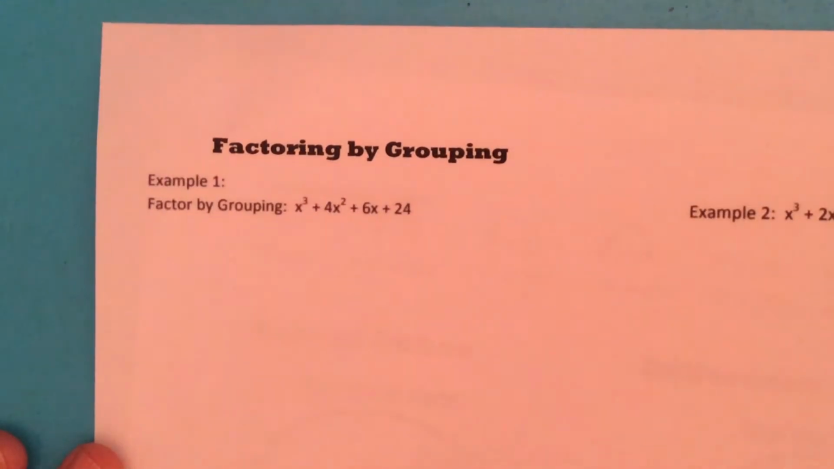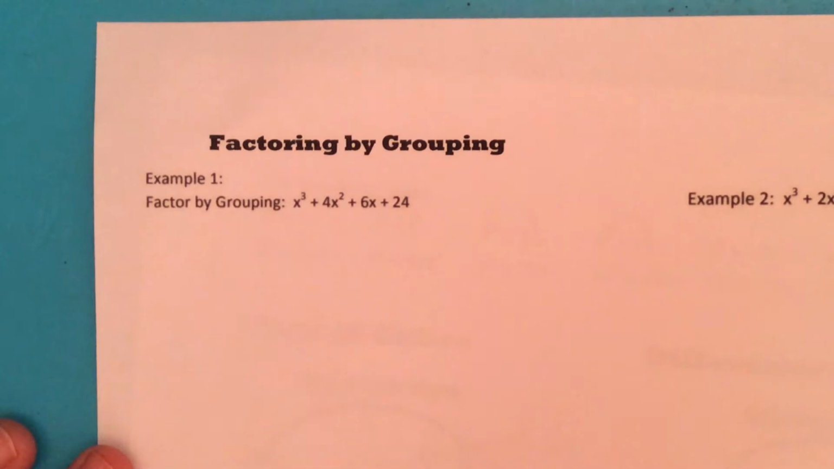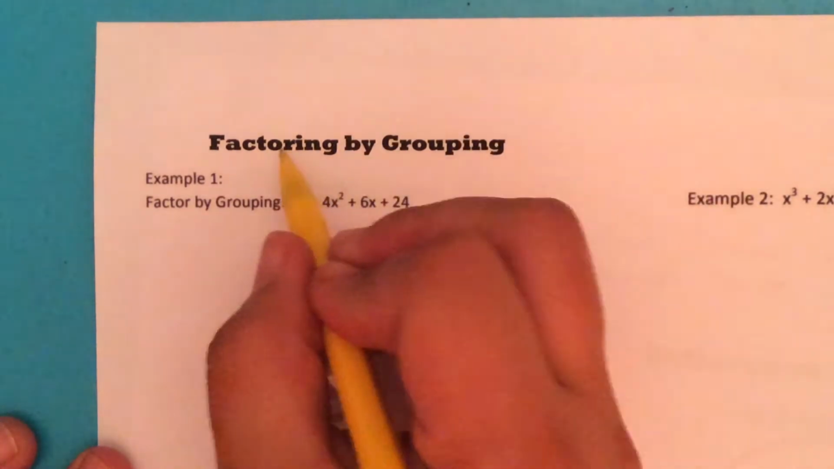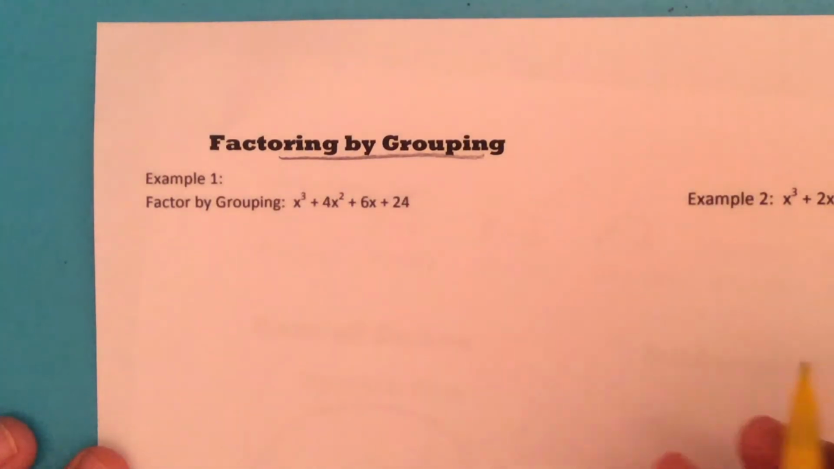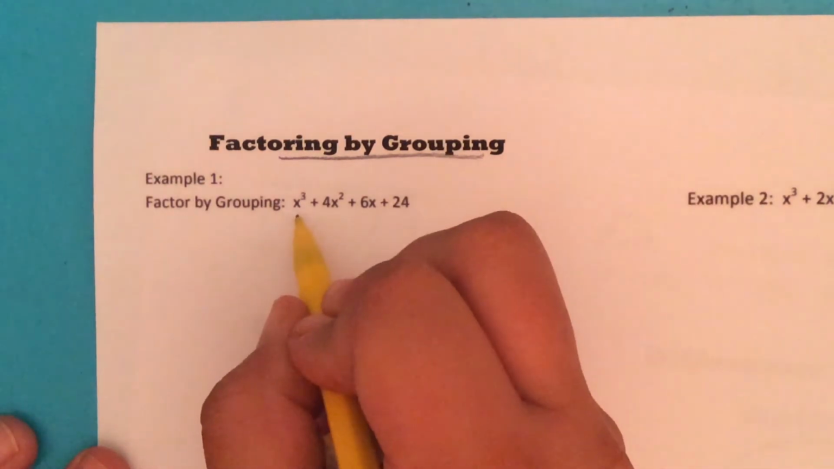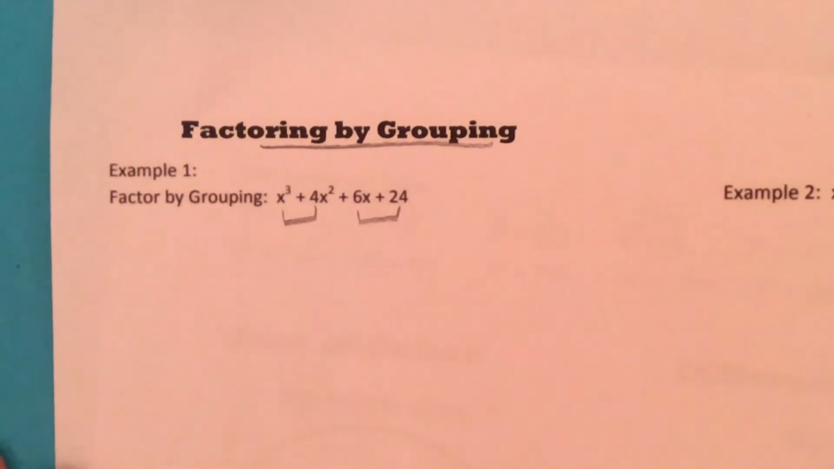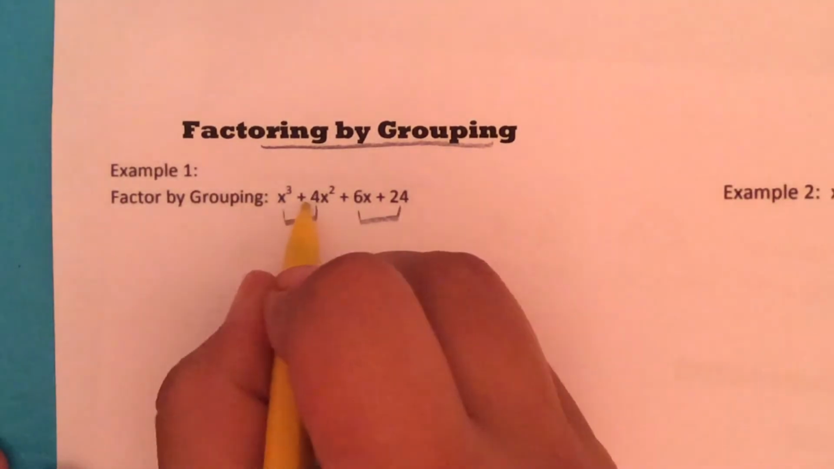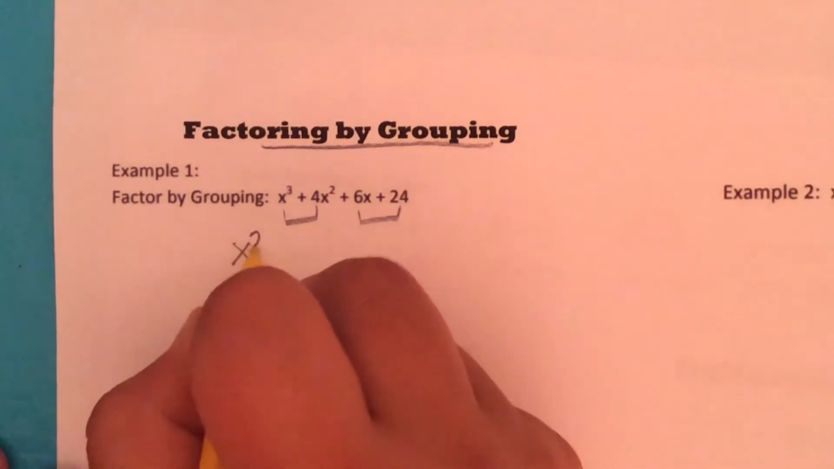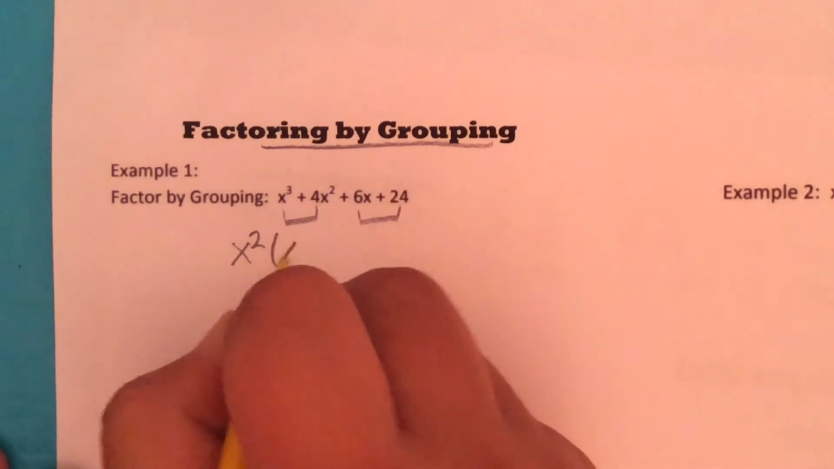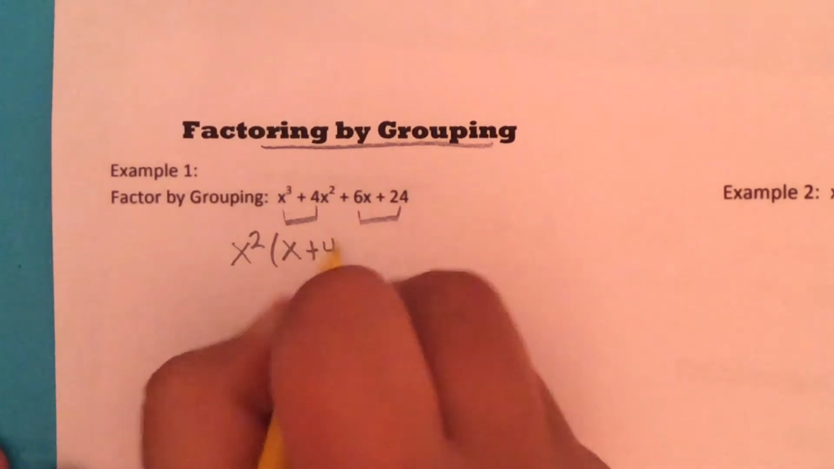Okay, the other factoring method is factoring by grouping. For factoring by grouping, you have to have four terms, and they have to be even. So we're going to group these two and these two. And we're going to get the common factor of x cubed plus 4x squared. Well, x squared is your common factor. So it's kind of like the backward distributive property.